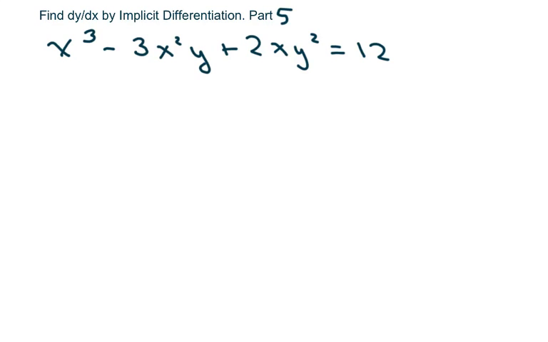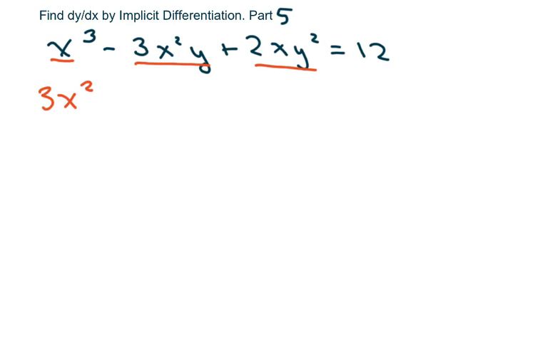Hi everyone, we're going to find the derivative of y with respect to x by implicit differentiation, and this is part 5. So we're going to go ahead and get started and differentiate each of these pieces here. Alright, the first one is going to be 3x squared, so that's simple enough.